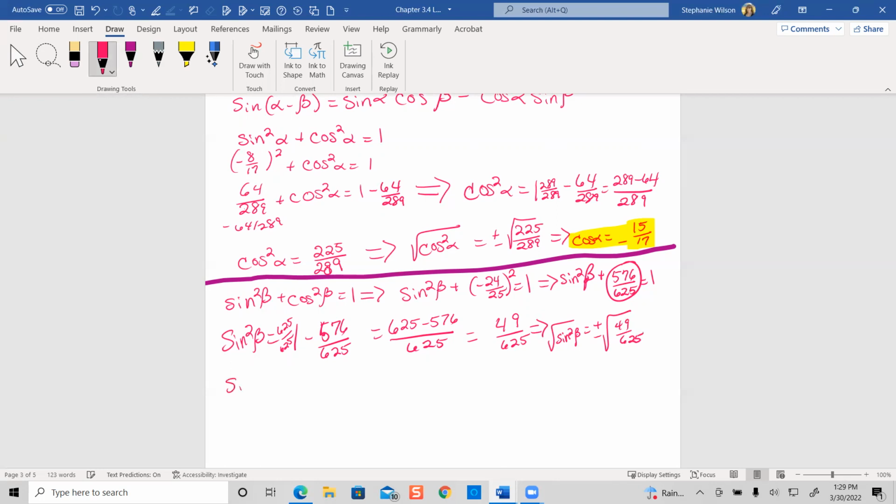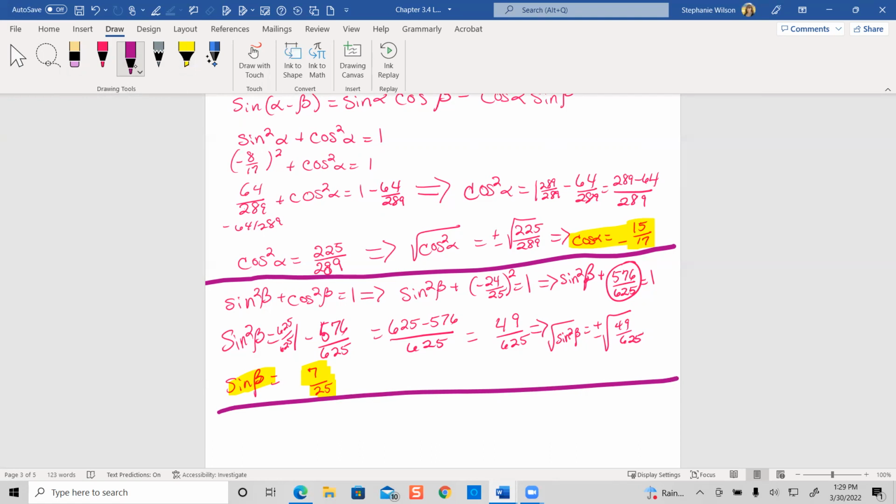Okay, so now I have sine beta is equal to plus or minus 7/25. Now beta fell in the second quadrant, and in the second quadrant, sine is positive. So we're going to get rid of the negative. So I can just go ahead and remove both of them because we know what that is. So now I know what the sine beta is. So we're good. Now we can plug everything into our formula, our identity.